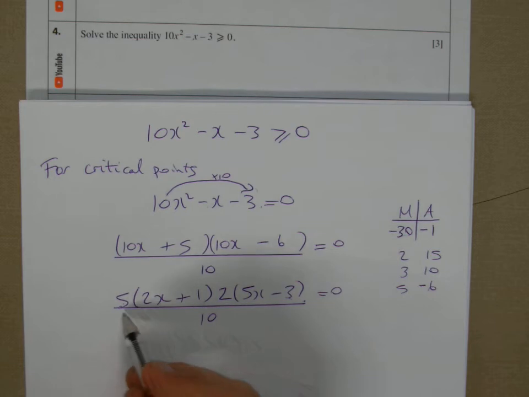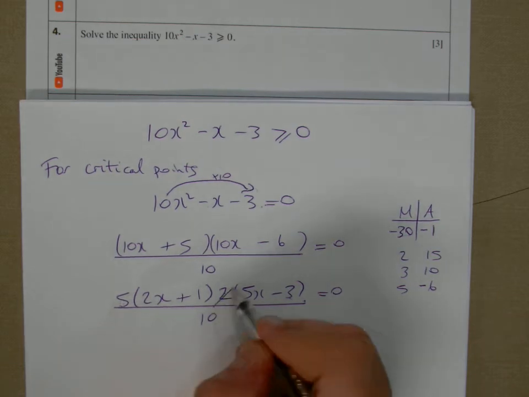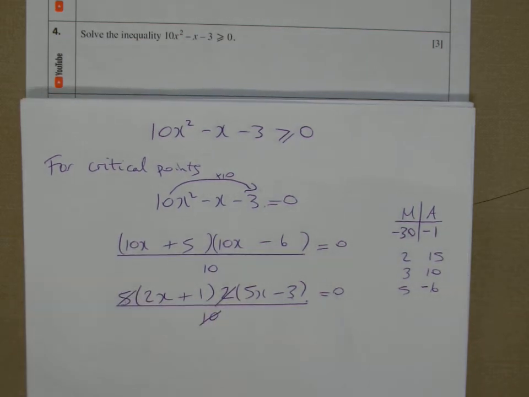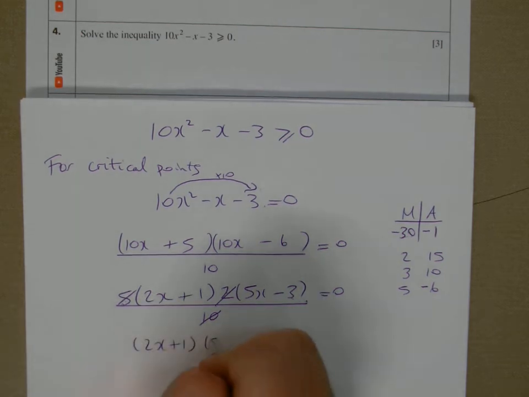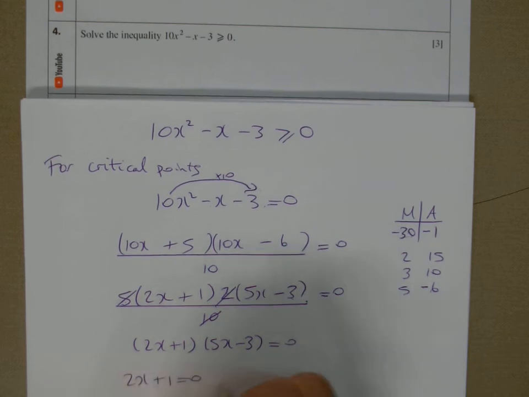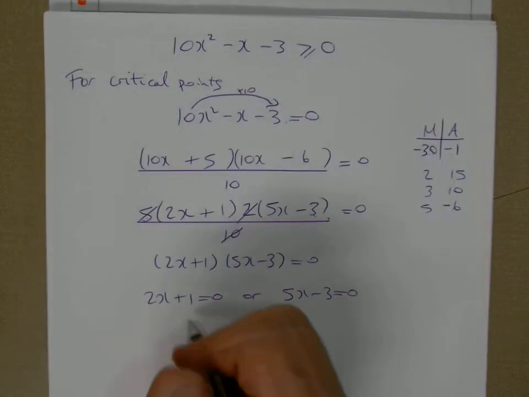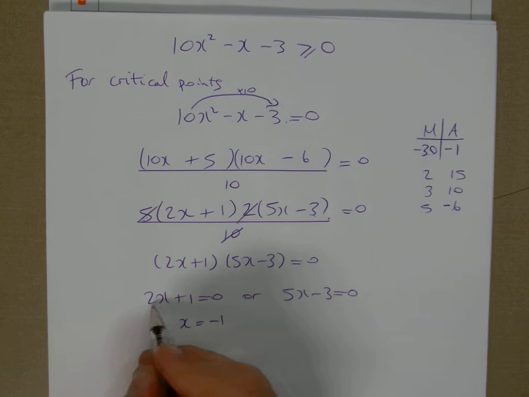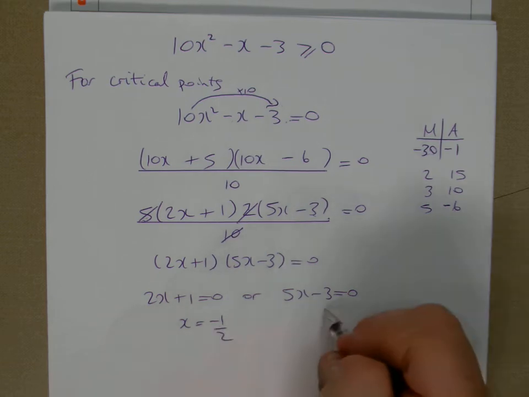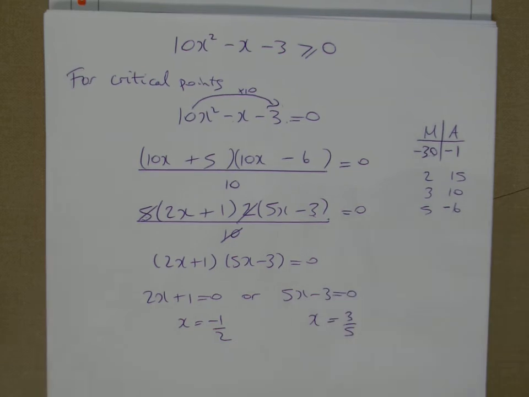Okay, and then you realise then, well, 5 and 2 here, times them, that gives me the same as 10 on the bottom, so they cancel out. So I get 2x plus 1, and 5x minus 3 equals 0. So either the first bracket is equal to 0, or the second bracket is equal to 0. Okay, so then I take the 1 over, so I get minus 1, and then because it's 2x, take the 2 over and divide. Same here, take the minus 3 over, becomes 3, and divide by that 5. So you've got two fractions there as your critical points.